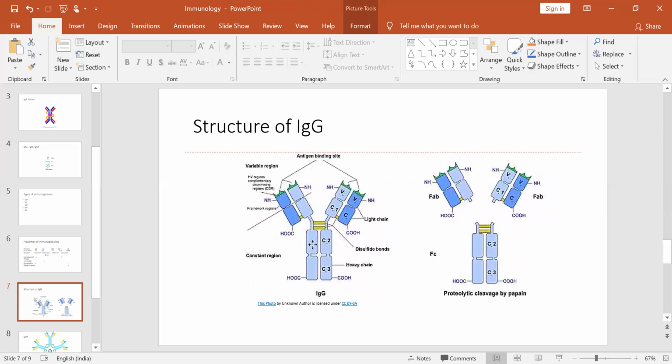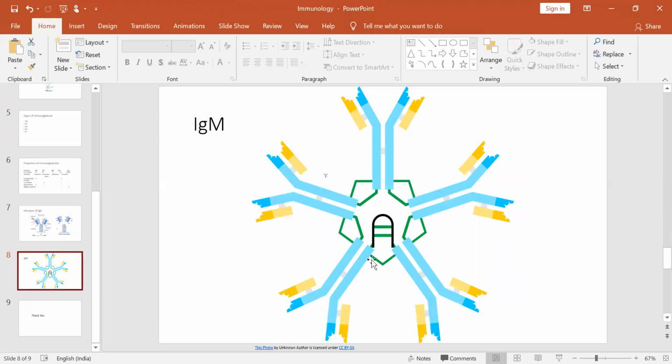These 2 heavy chains are joined by one region, the hinge region, and the hinge region is joined by a disulfide bond. And we can separate these 2 regions by proteolytic cleavage by papain. Now, this is the pentamer.